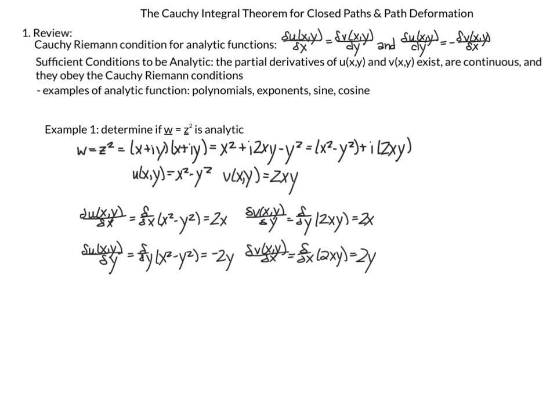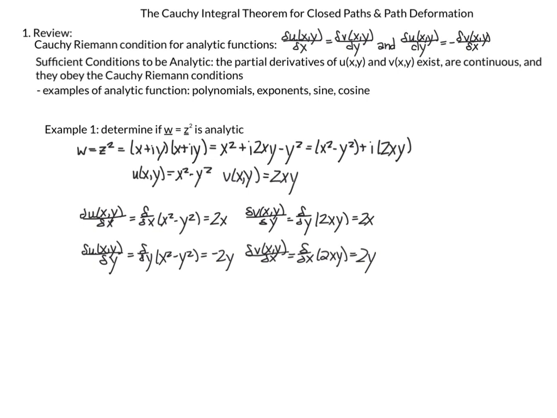And then to check that it's analytic, we need to verify the partial derivatives of u of x,y and v of x,y exist, and they do because we've calculated all four. They are also all continuous because they're all lines, right? 2x, 2x, those are lines. Minus 2y, 2y, that's a line. So they're all continuous, and finally they obey the Cauchy-Riemann conditions.